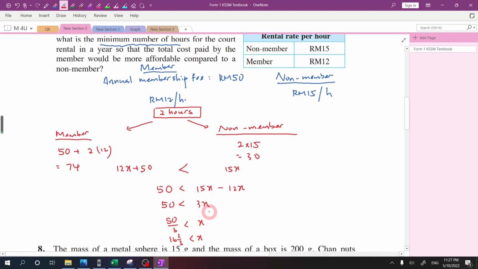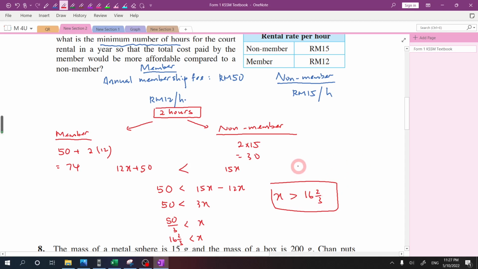Since we are focusing on x, I interchange their places. So if you go this way, x is greater than 16 and 2 over 3, right? But we cannot give this as our final answer. The question is asking for the minimum number of hours. It needs to be a whole number: 1 hour, 2 hours, 3 hours, and so on. You cannot say more than 16 and 2 over 3 hours.